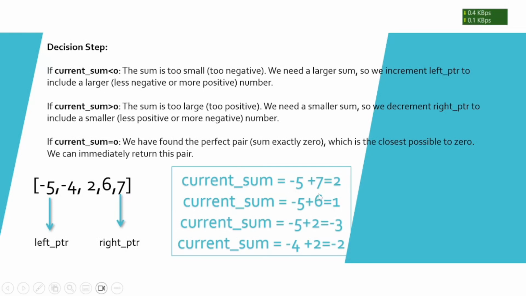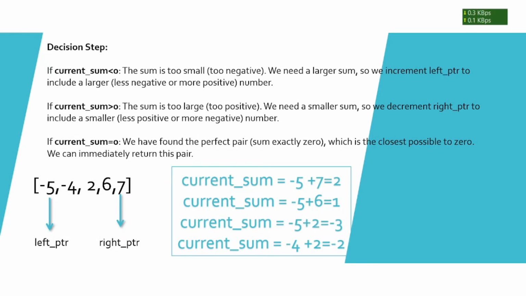So for example, in iteration 1, it will be minus 5 and plus 7. It is giving 2. So 2 is a big number and we need something smaller. So we can move the right pointer one position to the left. So right now it is pointing to something smaller than 7. We do not know what it is right now, but we know it will be smaller than 7. So we got 6, we got 1, so this seems fine, and which is still greater than 0. So we can move one step more.